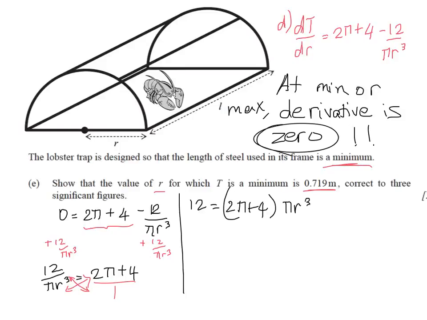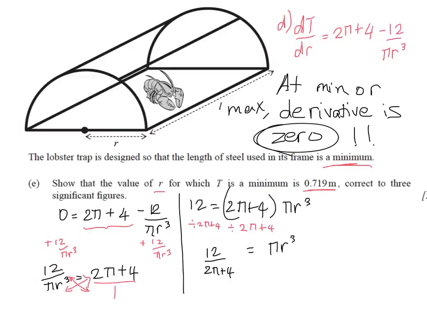So now we have a bunch of stuff with our pi r to the third again, but that's okay, because we can now divide both sides by 2 pi plus 4. Divide by 2 pi plus 4, and we get that pi r to the third is equal to 12 over 2 pi plus 4.